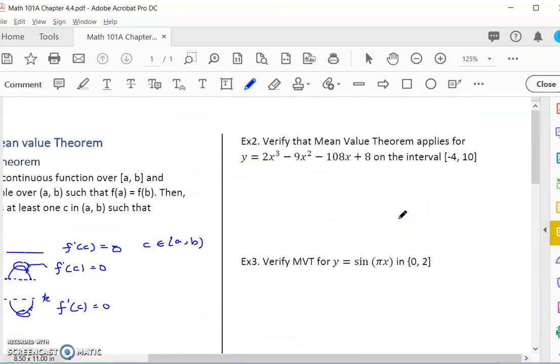So let's try to verify it. Maybe after you verify it, you know what we're talking about. So we have a function y equals 2x cubed minus 9x squared minus 108x plus 8, on the interval negative 4, 10. How do we verify the mean value theorem? These are 2 different points. So let's look at the slope between the point negative 4, f of negative 4, and the point 10, f of 10.